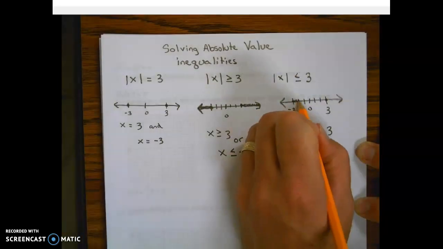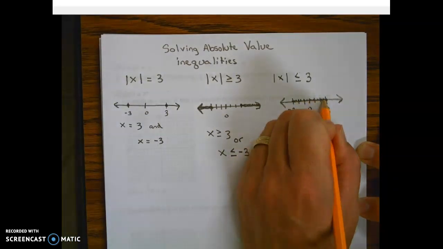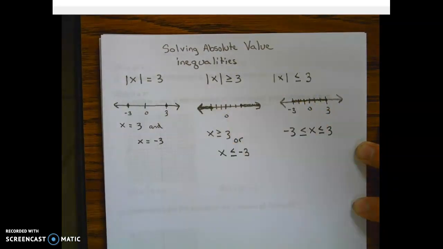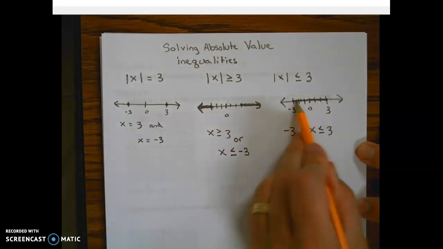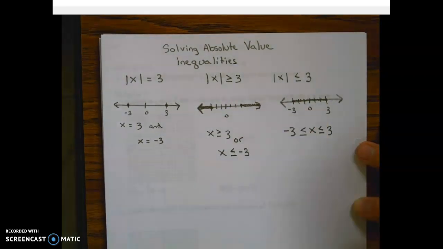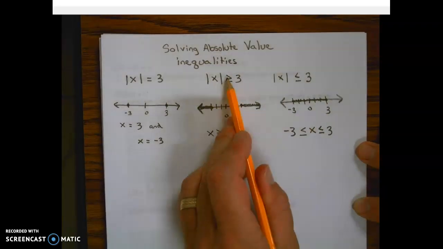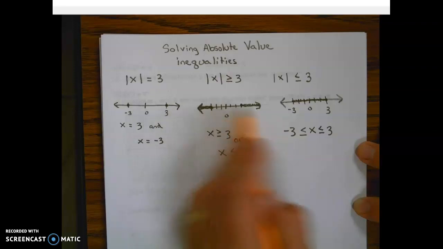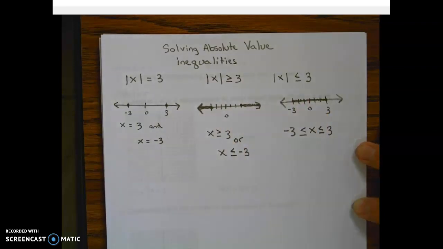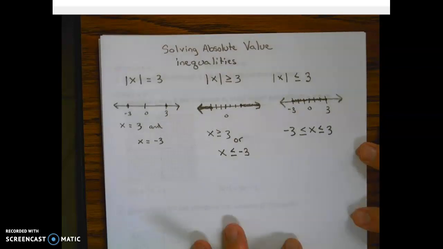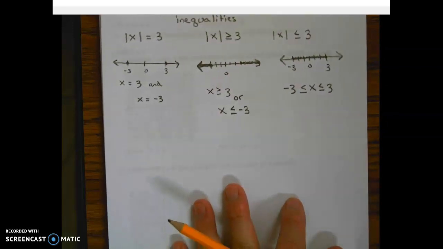And so we would shade in between. So all the points from negative 3 to 3 would be solutions of this problem. Very important to remember. Greater than, you're shading on the outside. Less than, you're shading on the inside. Okay, let's go ahead and look at some examples.